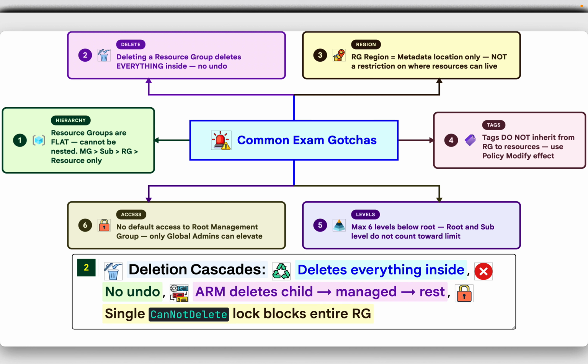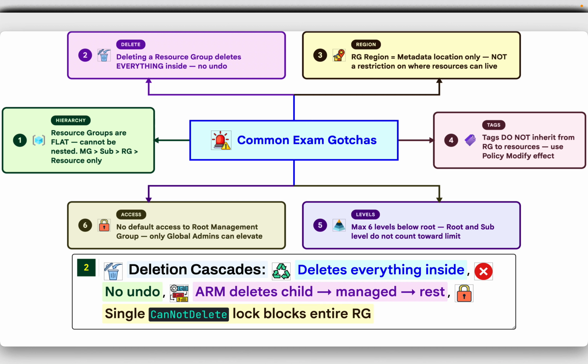A resource group's region is about metadata, not about its resources. Resources inside can be deployed to completely different regions. The region you pick determines where Azure stores the management metadata, which is relevant for data residency compliance.